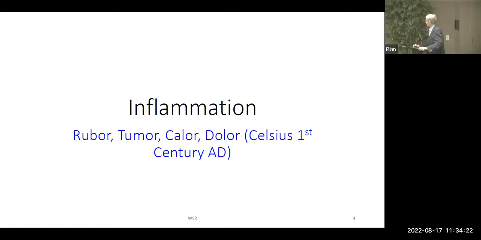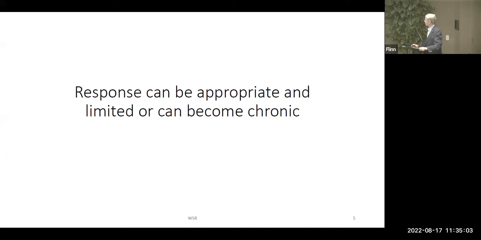Inflammation has been recognized and actually described since the 1st century AD by the Roman physician Celsus. And he described it in terms that medical students today still use, using the Latin to describe the characteristics of inflammation: rubor, tumor, calor, and dolor, which mean redness, swelling, heat, and pain, and everyone who's had any inflammation knows that those are the characteristics. And we've all had inflammation.